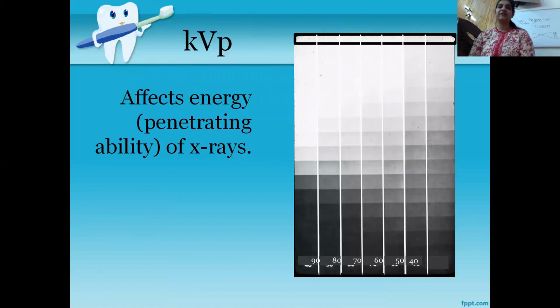Now KVP affects the penetrating ability of the X-rays. So over here we can see if we have kept 90 KVP, then a well-marked demarcation of white and black is seen, and a little bit of gray shades. If we keep at 80 KVP, then there is a little less demarcation, and when we keep it at 40 KVP, we can see more shades of gray. So if we increase the KVP, then the penetrating capacity of the X-rays also increases.